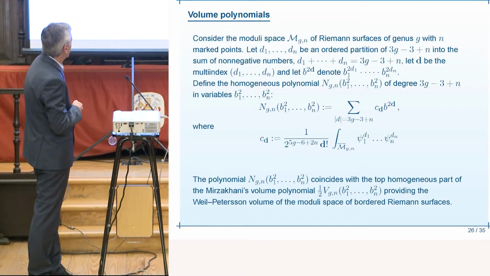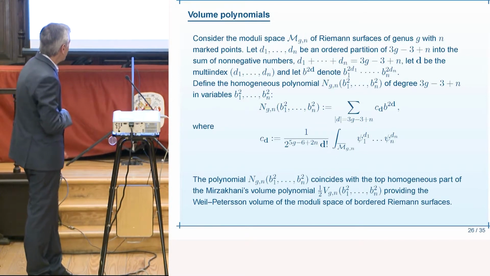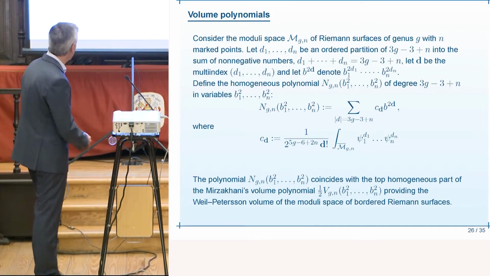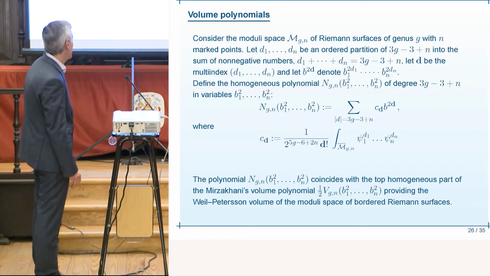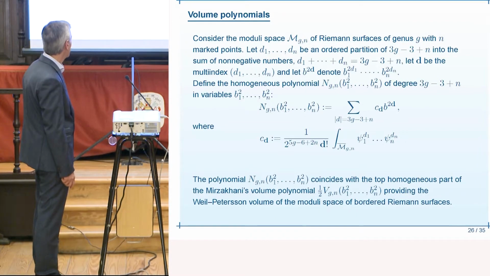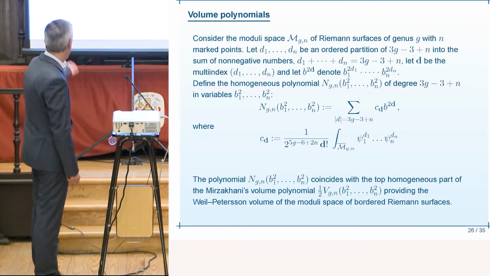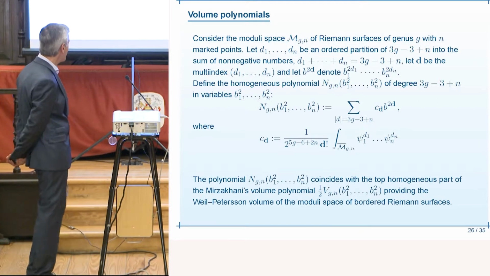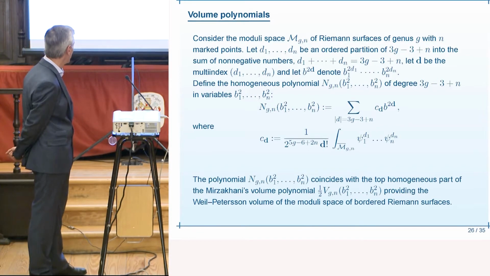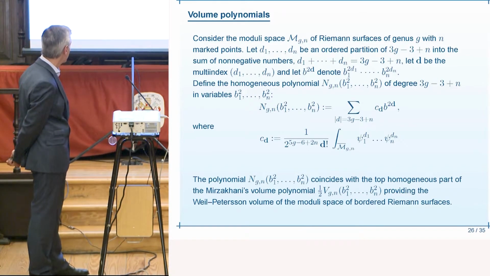So the class of degree, which is the dimension of this space, we can integrate over the moduli space, and we get a rational number. So we get tons of rational numbers like this, and I use them to construct these polynomials. They are quite famous because they appear everywhere, in particular in Witten's conjecture and in Mirzakhani's formula. This polynomial is the top homogeneous part of Mirzakhani's volume polynomial, providing the Weil-Petersson volume of the moduli space of bordered Riemann surfaces.